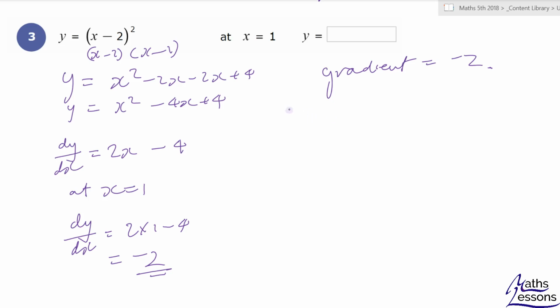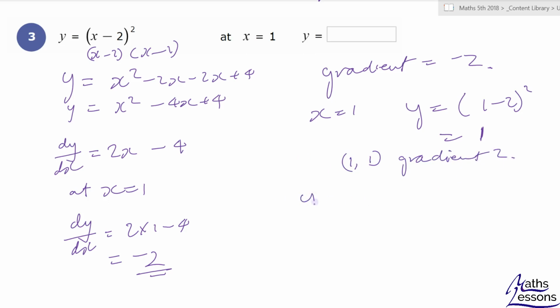And we want to find the y value of the tangent. So if x equals 1, then y will equal 1 minus 2 all squared. Look, x there, put x equals 1. 1 minus 2 all squared gives me the y value. That's minus 1 squared, which is just 1. So we know we're at the point 1, 1, and the gradient equals minus 2. So we get y minus 1 equals the gradient times x minus 1. So we get y minus 1 equals minus 2x plus 2. So y equals minus 2x, add on 1 gives me 3.